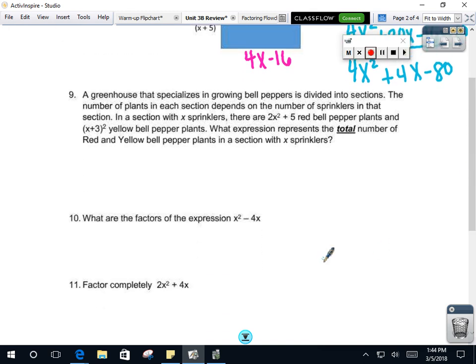A greenhouse that specializes in growing bell peppers is divided into sections. The number of plants in each section depends on the number of sprinklers in that section. In a section with x sprinklers, there are 2x squared plus 5 red bell pepper plants and (x plus 3) squared yellow bell pepper plants. What expression represents the total number of red and yellow bell pepper plants in the section with x sprinklers? Okay, what does total mean?